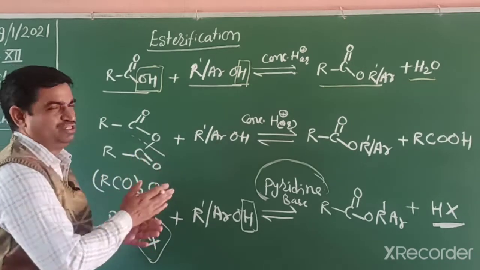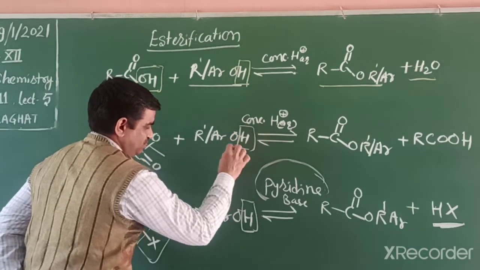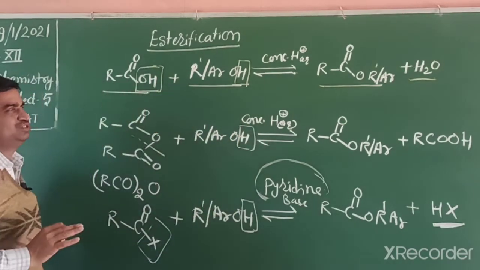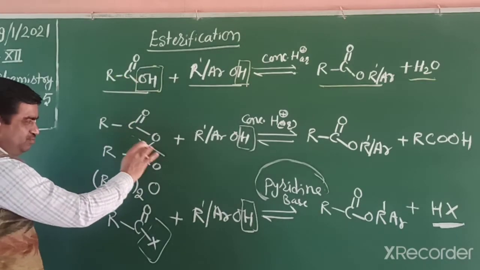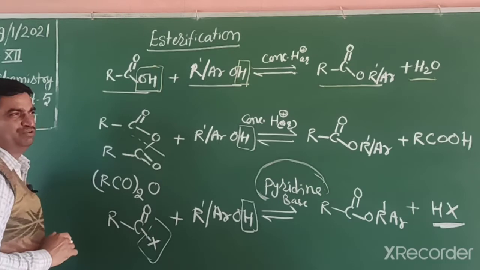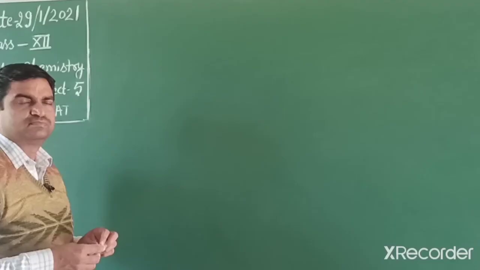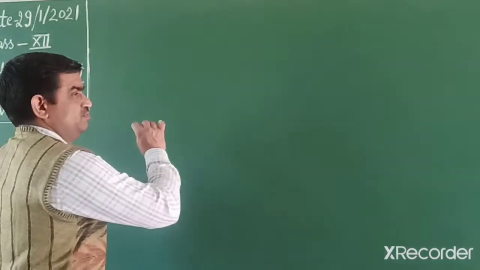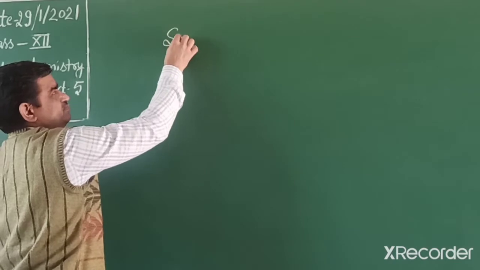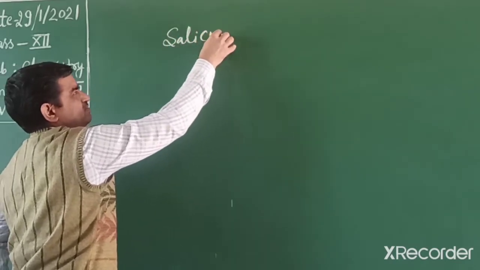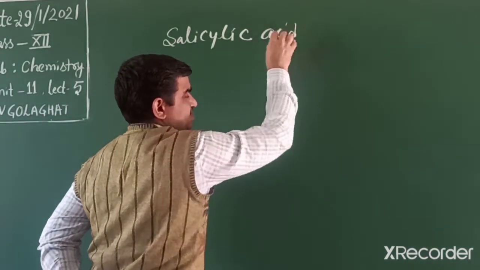First, which bond dissociates? In the alcohol, the O-H bond dissociates. In all these reactions the O-H bond dissociates, and in carboxylic acid, acyl halide, the bond at the carbonyl carbon dissociates. Now we want to convert salicylic acid into aspirin.